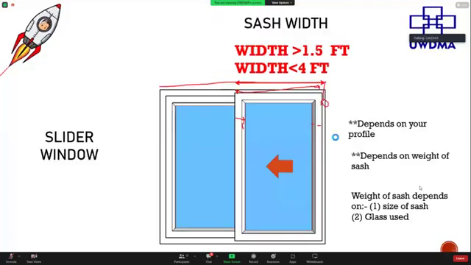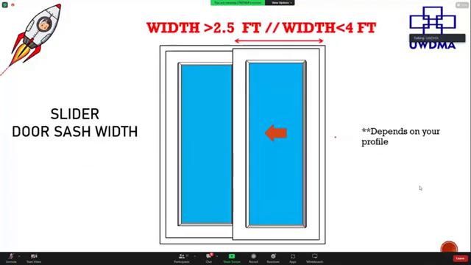And for a sliding door sash, we recommend that the width should be greater than 2.5 feet and lesser than 4 feet. For the rest, you can ask your system provider about the maximum width. But here I am telling 2.5 feet because just imagine that if you are giving a sliding door and the width of the panel is not even 2 feet, then how are people going to pass through it? So that's why I'm talking about 2.5 feet per sash width.